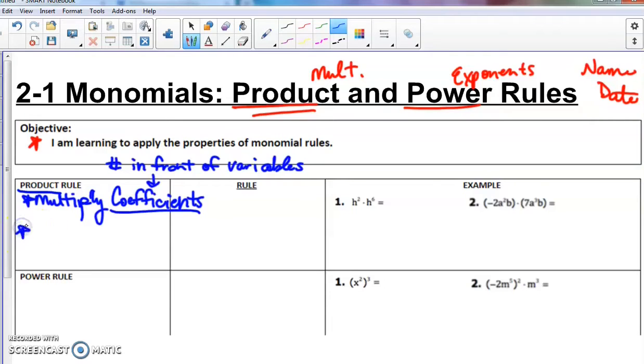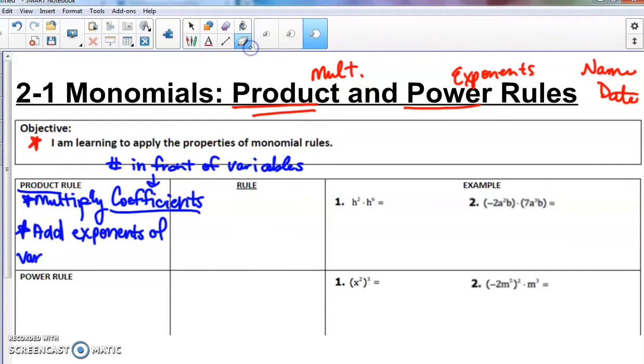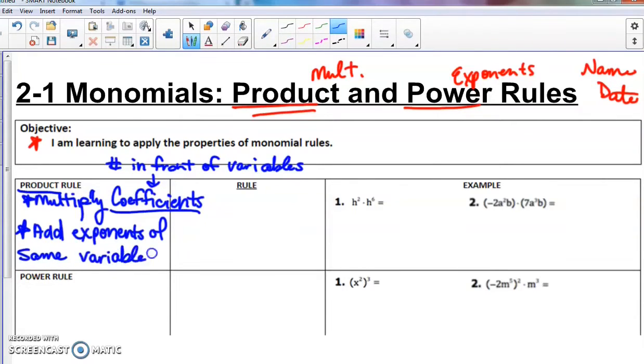The next step is that we're going to add exponents of same variables. Forgot my word there. Of same variables. There we go. Those are our two main steps. Step 1, multiply coefficients. Step 2, add the exponents.